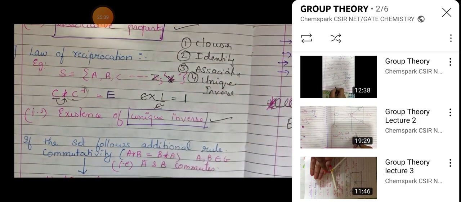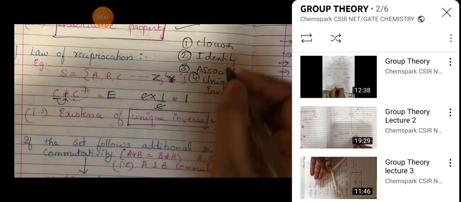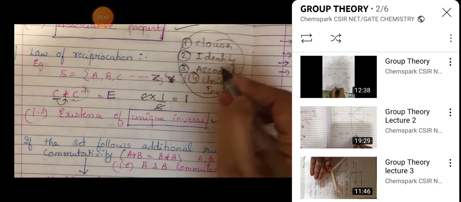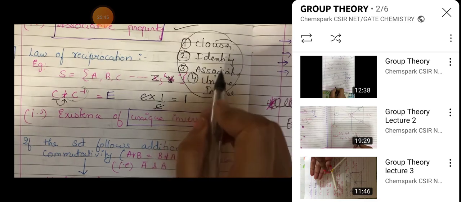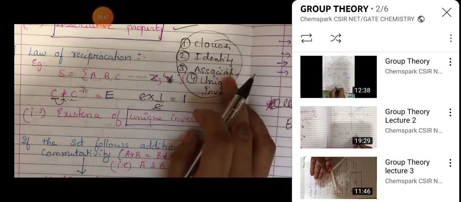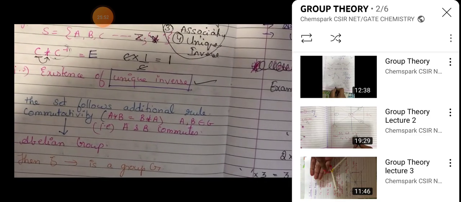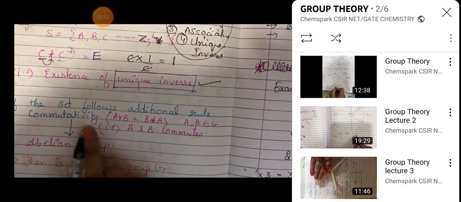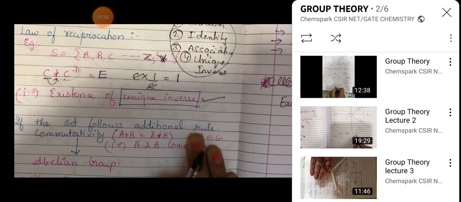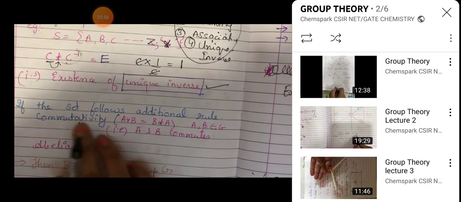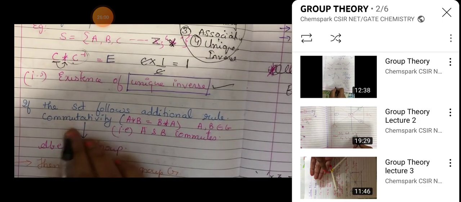Okay, and if a set is following all these properties, then we can consider that it is a group, or we can call it a group. Now if a set is following one additional rule, that is commutative. If a set is holding good at commutative, that is what the meaning of commutative is.